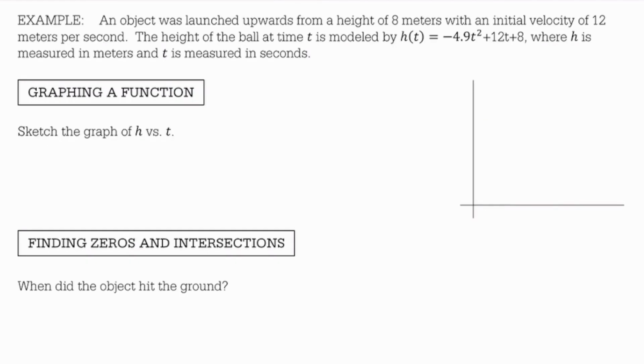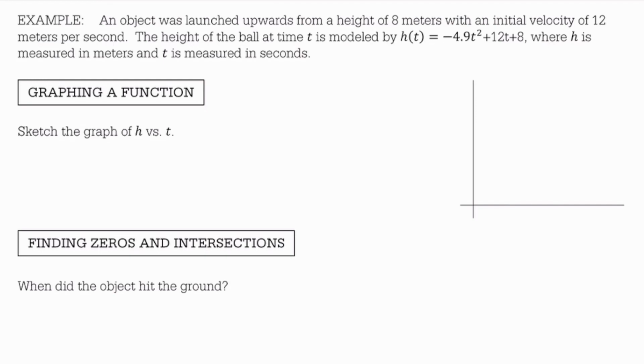All right, next we're going to look at graphing a function and finding zeros and intersections. So the object was launched upwards from a height of 8 meters with an initial velocity of 12 meters per second. The height of the ball at time t is modeled by h of t equals negative 4.9 t squared plus 12t plus 8, where h is measured in meters and t is measured in seconds. It wants us to sketch the graph of h versus t on the time interval where t is greater than or equal to 0, clearly from it only showing us the first quadrant. And we're not going to be interested in negative heights because I guess there's ground there and the object would just hit the ground and then the model would stop working if h went negative.